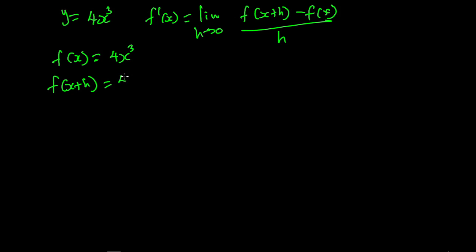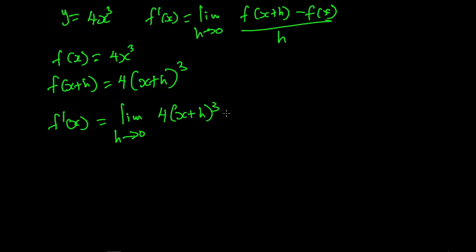That means that is going to be 4, then x plus h raised to the power of 3. Now going back to our formula, we are going to have f prime of x equal to the limit as h approaches 0. Our f of x plus h is going to be 4(x plus h) cubed minus f of x, which is 4x cubed, all over h. Before we go further, let's find out what x plus h raised to the power of 3 is going to give us. We have x plus h cubed.